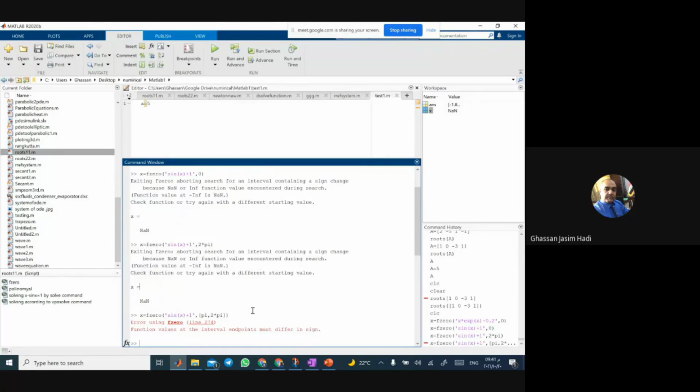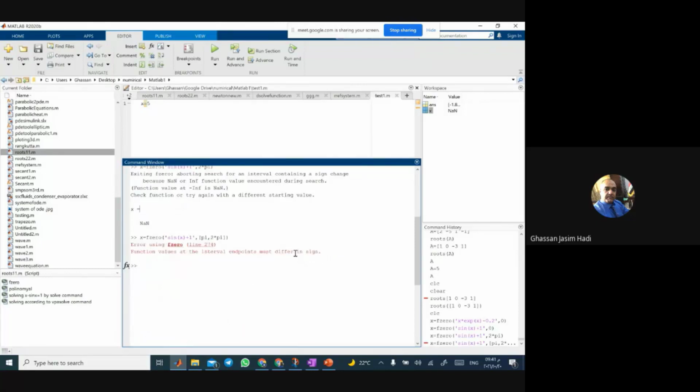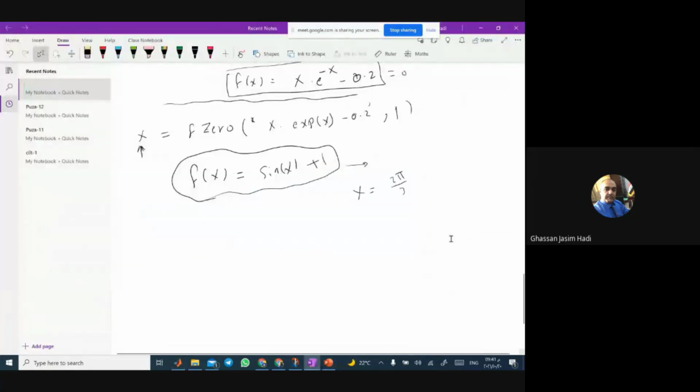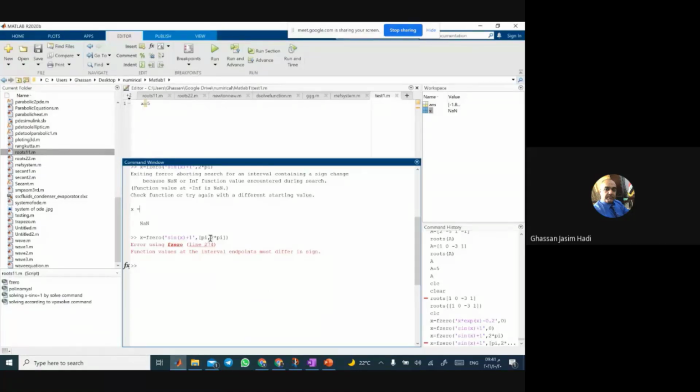Then we have to check the sign. We have to put an interval where the sign changes from positive to negative or negative to positive. Then let's try again, sorry. Let's try in degree.